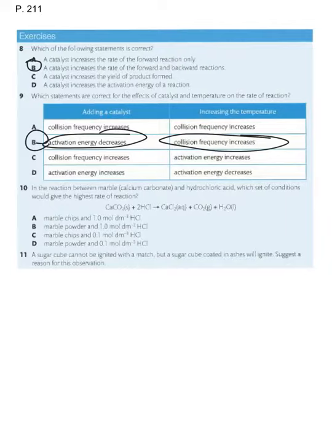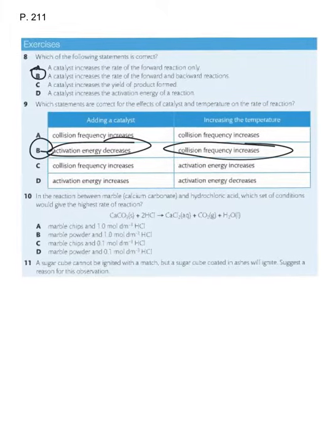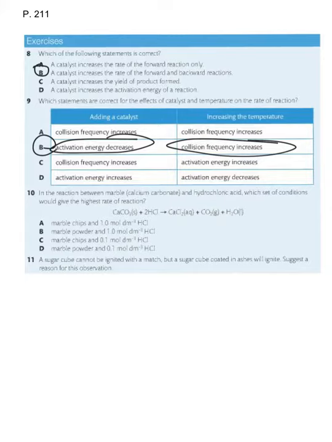Number 10, in the reaction between marble, calcium carbonate, and hydrochloric acid, which set of conditions would give the highest rate of reaction? So I have my choice between marble chips and marble powder. So powder is going to be better, it's going to have more surface area. And then I have my choice in 1 molar or 0.1 molar HCl. So the more concentrated HCl. So the best combination of those would be B, the marble powder, and the 1 molar HCl.